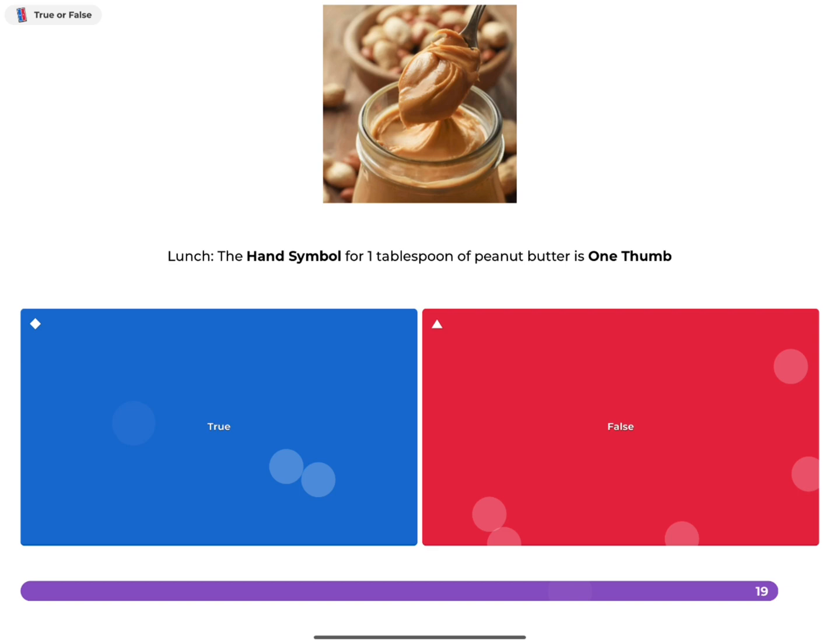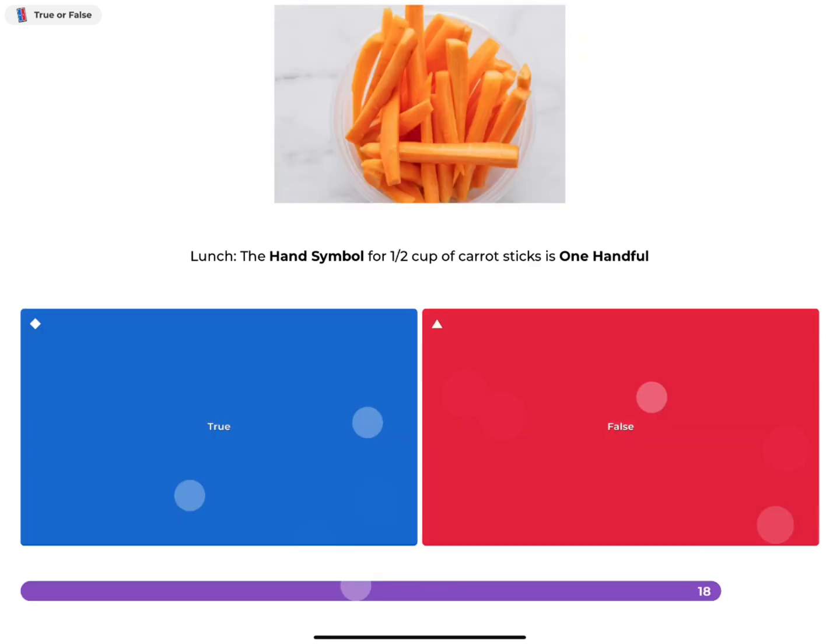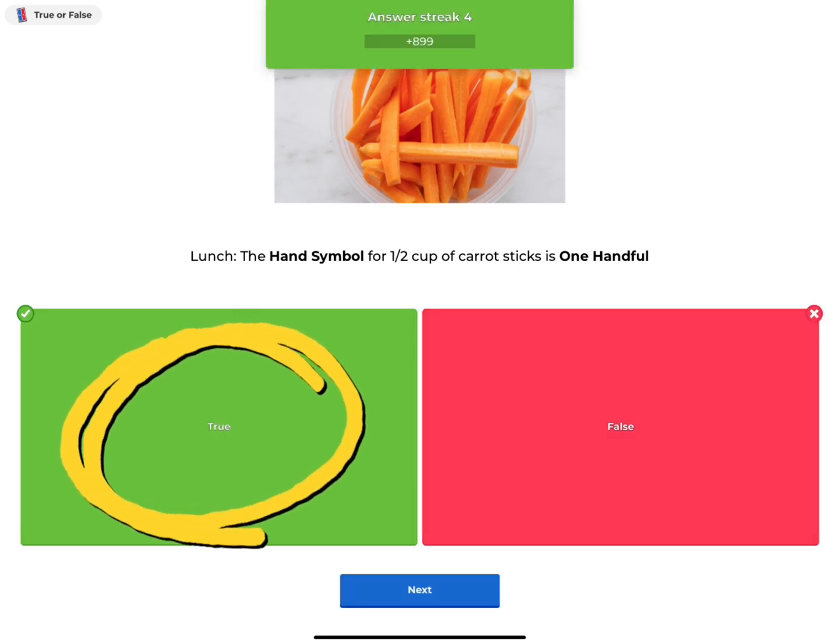True or false? 1 thumb. That answer is true. A tablespoon is about the size of your thumb. This one's a little bit tricky, so make sure you listen. The hand symbol for a half a cup of carrot sticks is 1 handful. True or false? And that answer is true. A half a cup. The hand symbol is 1 handful for a half of a cup. So it's half a serving of vegetables.